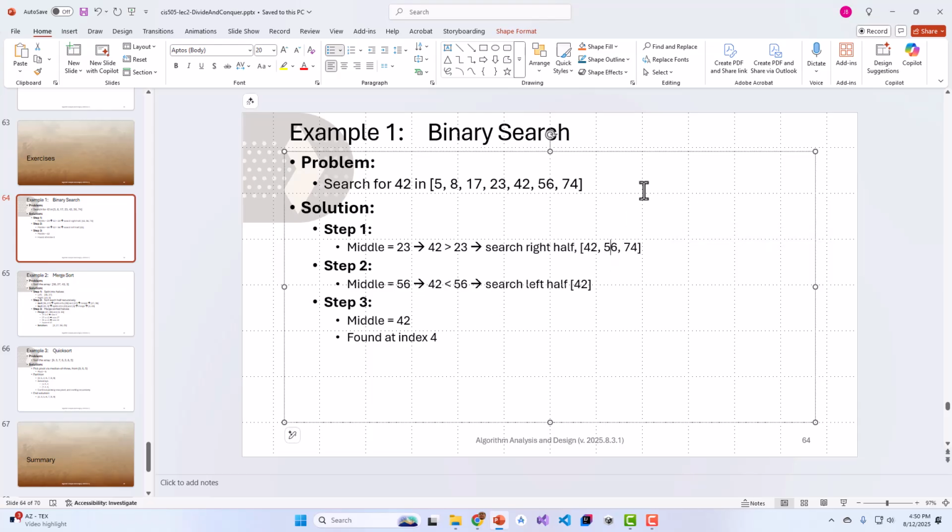We find the middle of that, which is 56, right? So would we search the left or the right subarray? It would be the left because 42 is smaller than 56. And now the middle, if you're calculating this, we end up with the left half being 42. There's only one cell now, so that better be it, or we can say we didn't find it. But the middle is 42, and that does happen to be what we were searching for. So in only a couple of steps or passes, we have solved it.